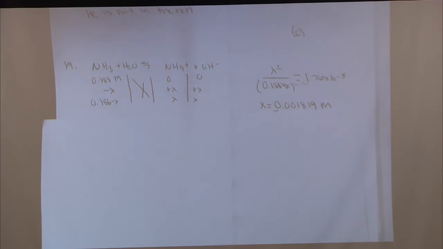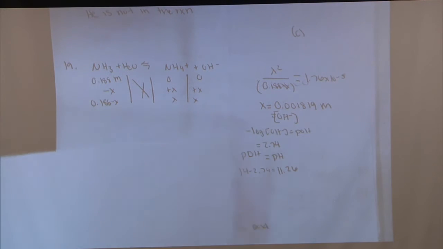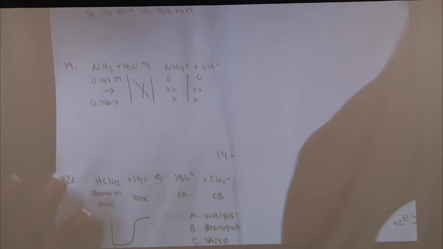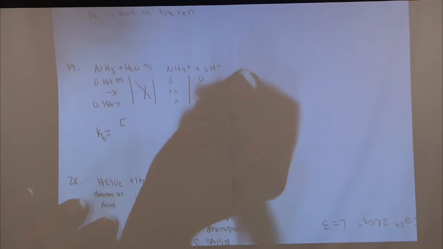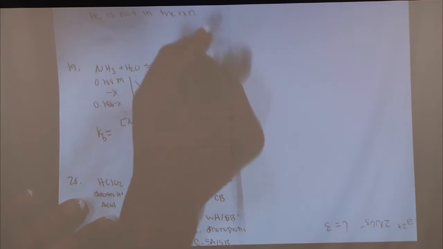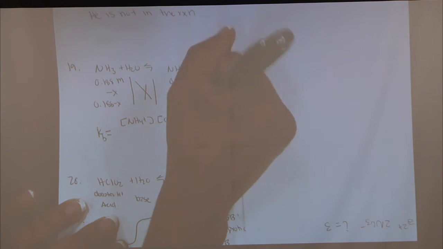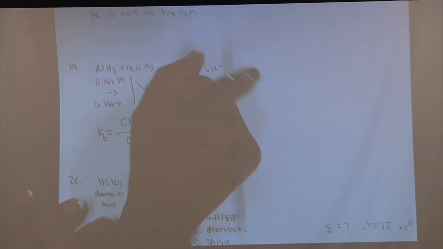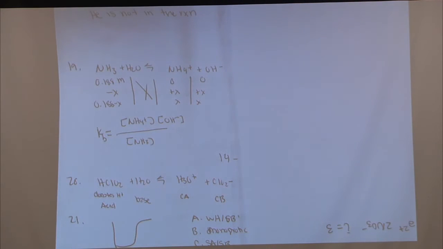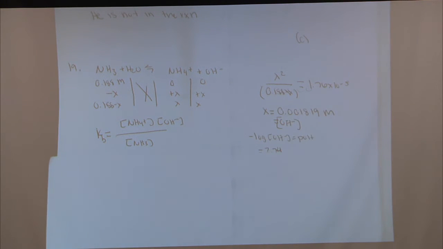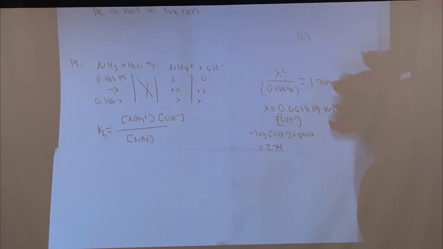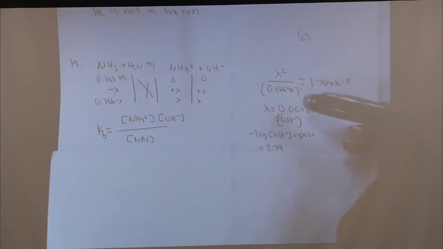And then for equilibrium, we're going to have 0.188 minus X for ammonia, X for NH4 plus, and X for hydroxide. And the Kb expression would be NH4 plus times the hydroxide concentration all over NH3. And how come we do not include water? Because it's a liquid. So water will not be included in this expression, or also in our ICE table for that matter.